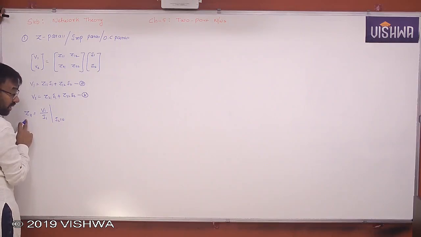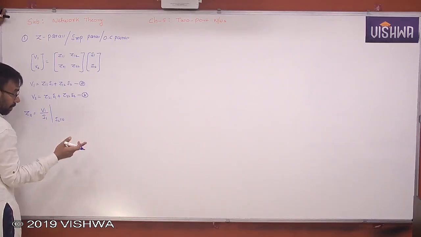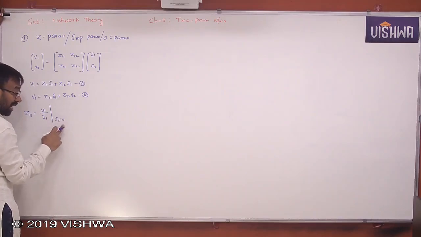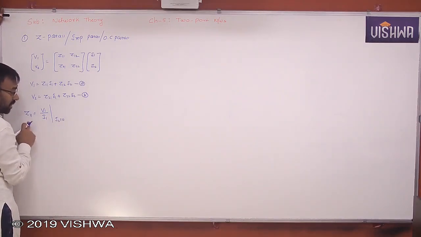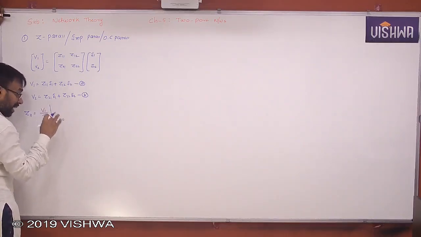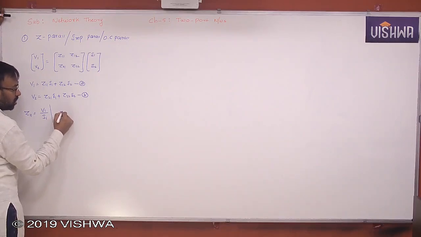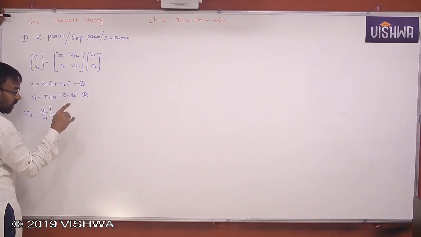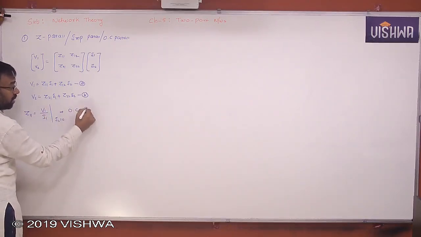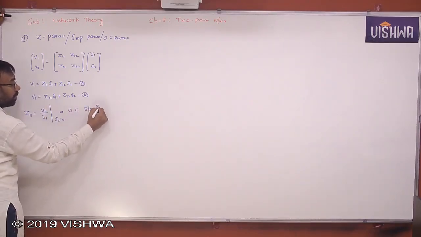So Z11 is an input impedance, because input voltage by input current will give input impedance. But under what condition? When I2 is 0. This is called the condition. Under this condition only you define Z11. It is not simply V1 by I1, it is V1 by I1 when I2 is 0. So I2 0, current 0, refers to what? Open circuit. So this is the open circuit input impedance.